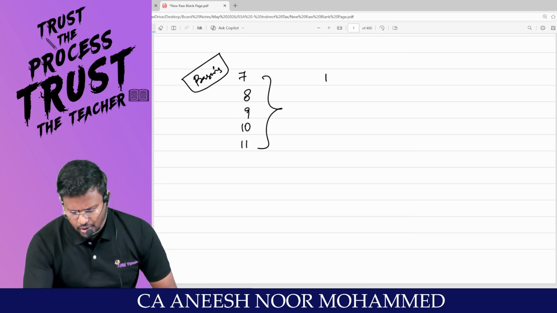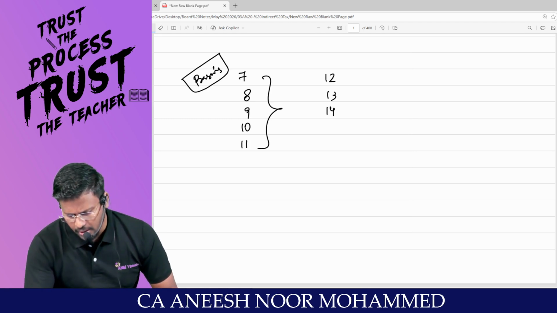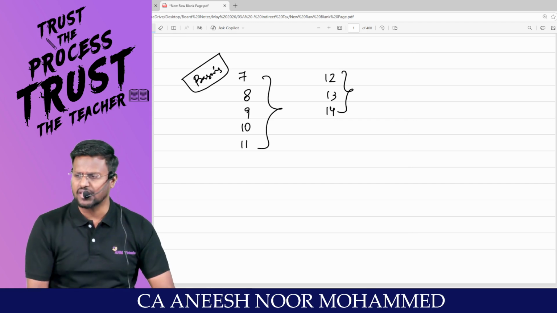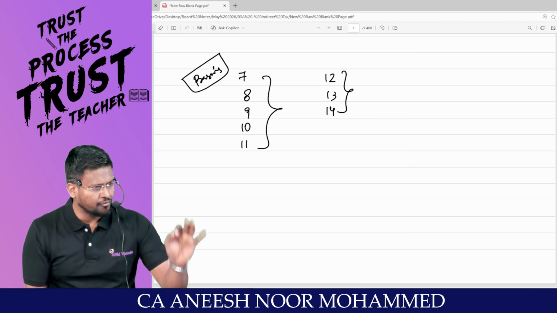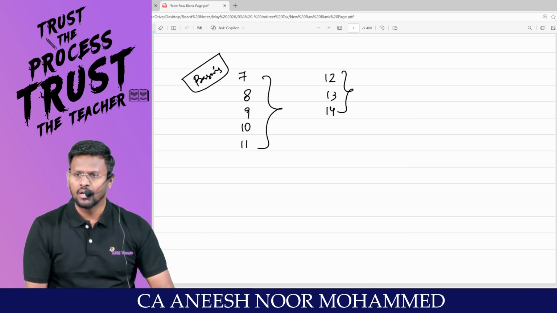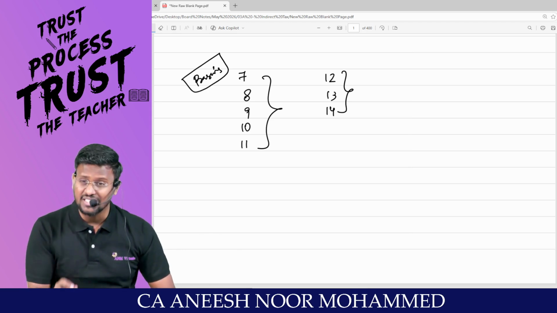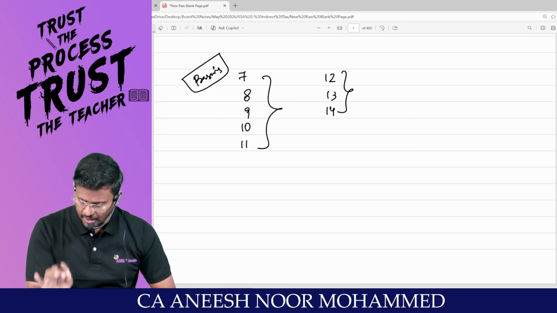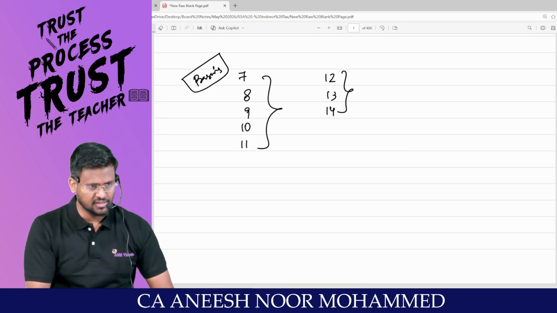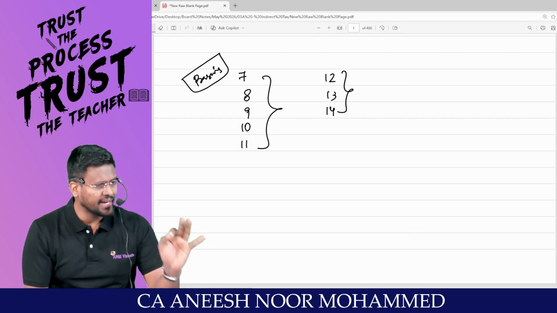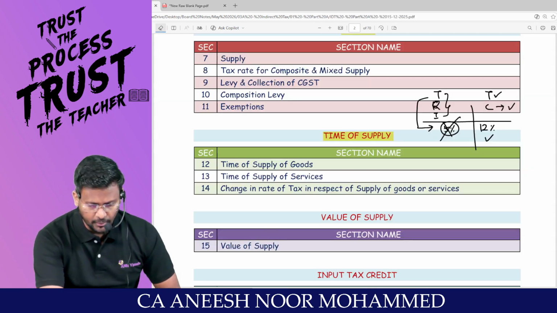Then my dear lovable students, we have sections 12, 13, 14. This is one family. What is section 12? Time of supply of goods. What is section 13? Time of supply of services. What is section 14? Time of supply in case of change in rate of tax. Are you all really with me?